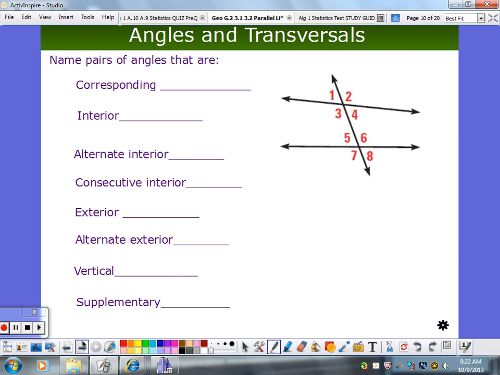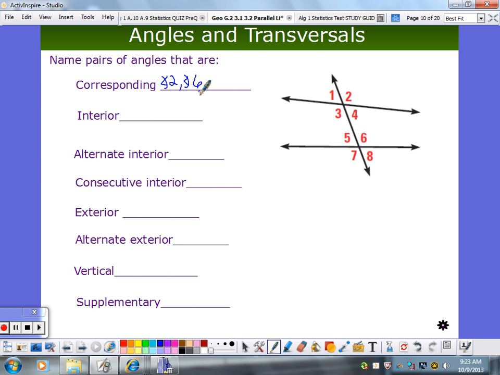So let's just look over here. I've got an example of two lines and a transversal. Can we name pairs of angles that are corresponding angles? And again, you may have to look at your definition. What does corresponding mean? What does it mean to be a corresponding angle? Can anybody find two angles that are corresponding angles? Yes, sir. Angle 2 and angle 6.